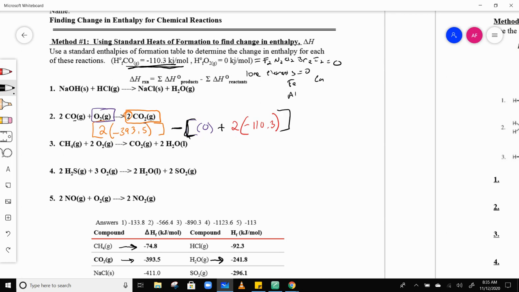Okay. So again, that's how you set it up. Don't forget that this negative and this negative, when you get them together, it's going to be a positive. So just be careful there. Okay, and you should get this answer. Okay, and then you have some practice here, 3, 4, and 5. You try those ones.